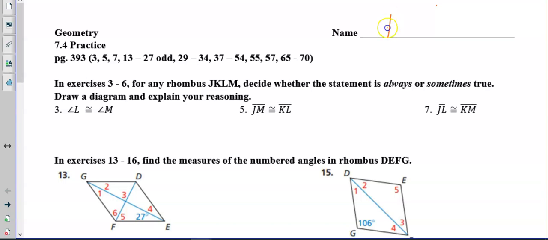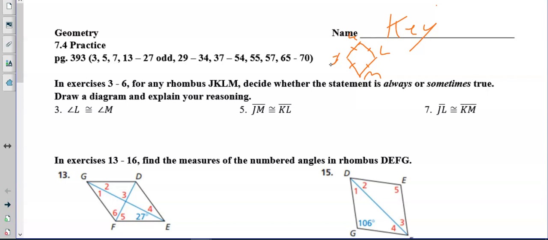All right, 7.4. It says in any rhombus JKLM. Remember, a rhombus is when all four sides are equal. That doesn't really look very good. That looks more like a kite, but it is a rhombus. So JKLM. Determine whether these are always or sometimes true.